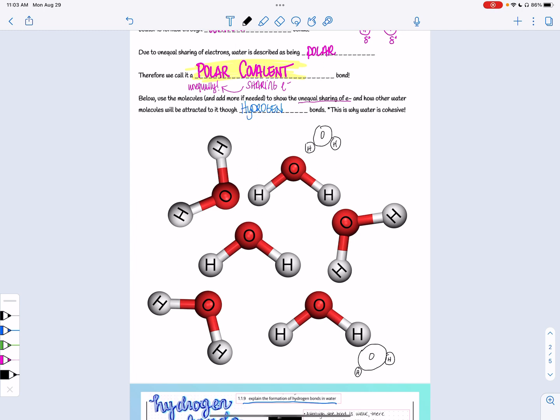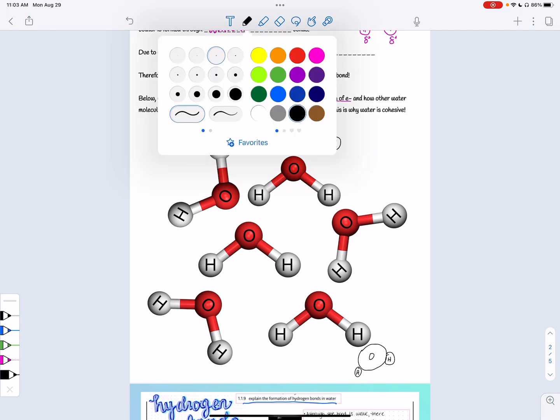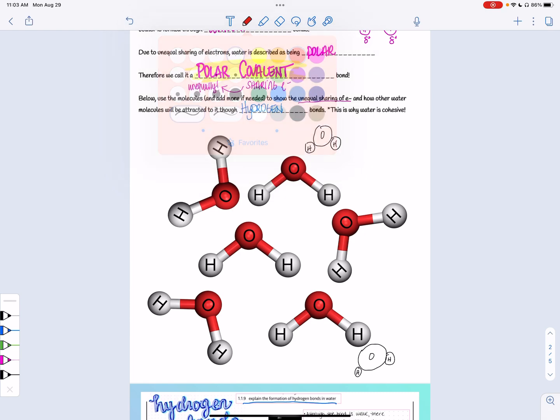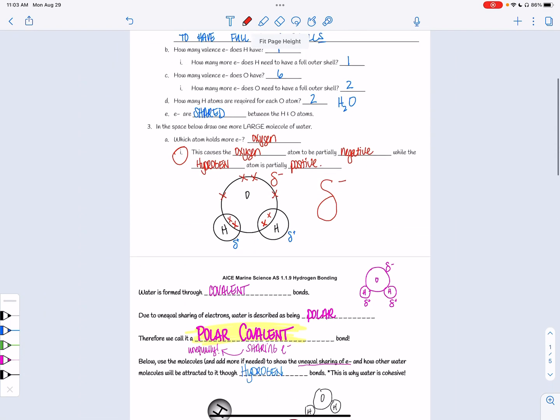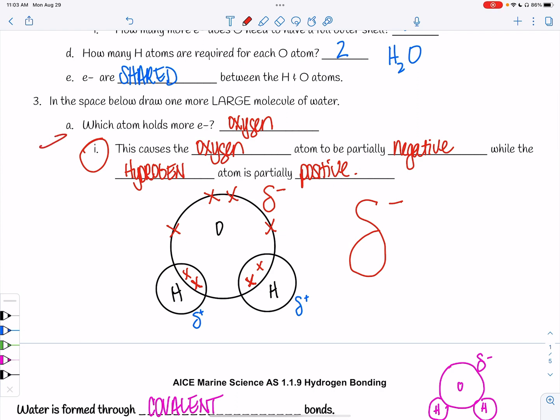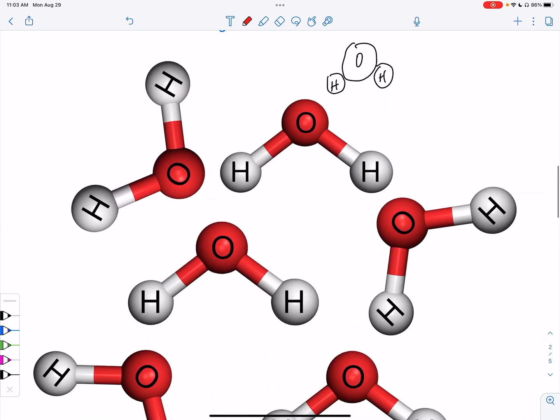And then I'm going to use red to show negativity, so where there is going to be a partial negative charge, and then I'll use blue to show partial positive charges. All right, we know that oxygen is holding on to more electrons. Therefore, oxygen is going to be a little bit more negative, a little more electronegative.